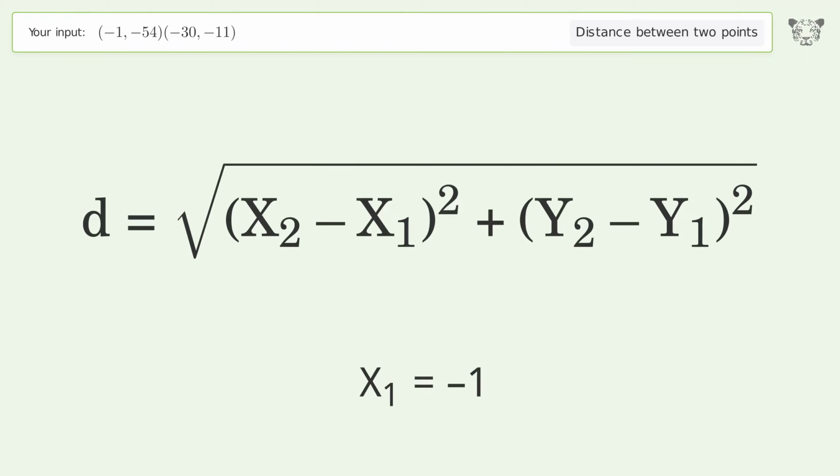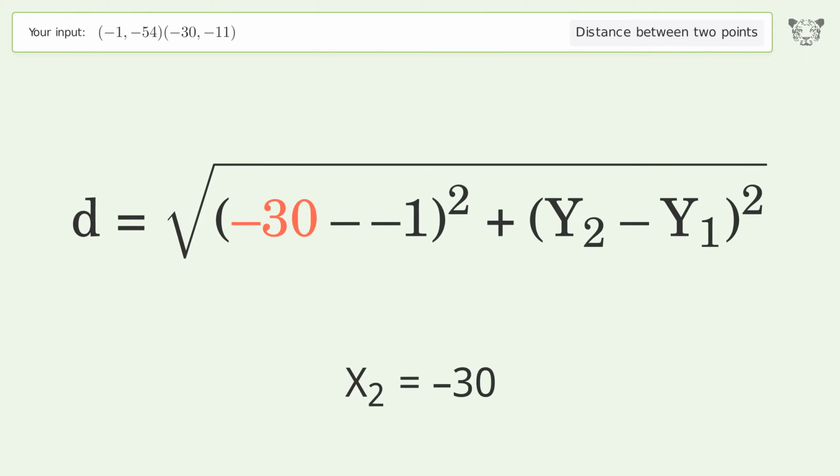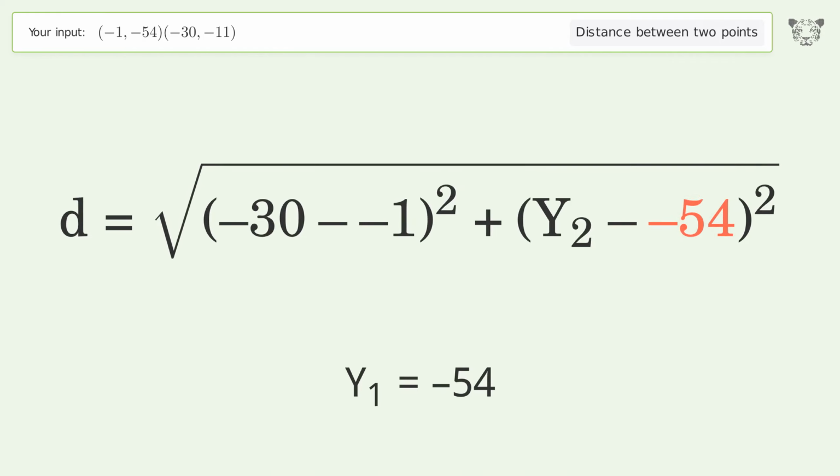x1 equals -1. x2 equals -30. y1 equals -54. y2 equals -11.